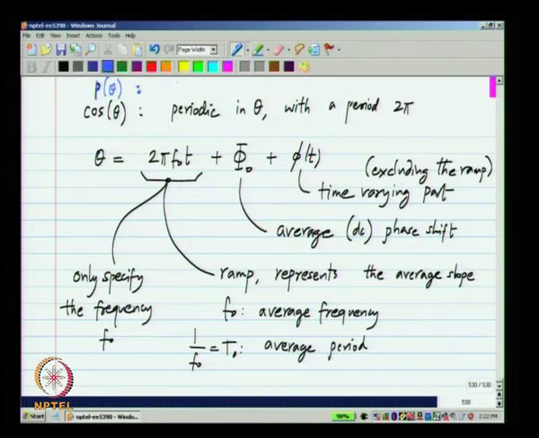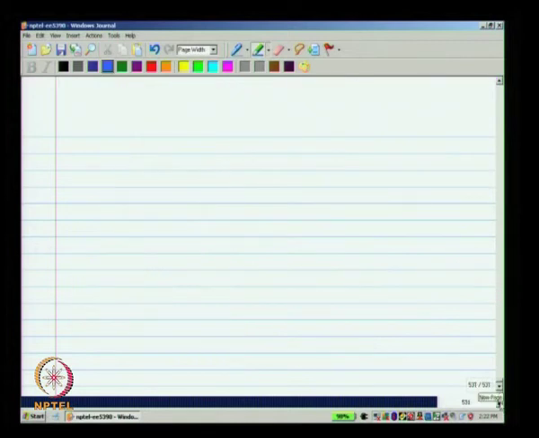p of theta, which is also periodic in theta with a period 2 pi. So, then only the wave shape will be changed, but the periodicity will be the same as long as these theta values we plug in here are the same. Just to give you an example, let me draw two waveforms here.